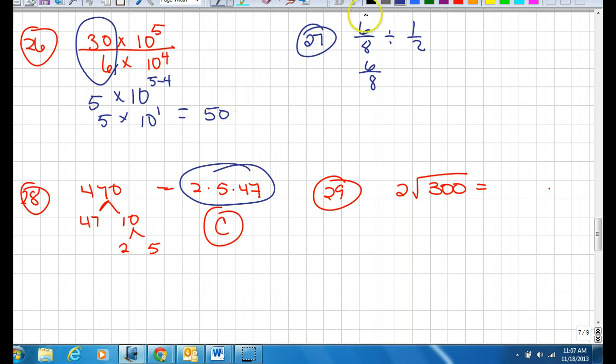On 27, we are doing a division problem with fractions, so we need to make sure we're multiplying by the reciprocal. If you notice, look at the diagonal here. I can either reduce it first and then multiply straight across, or I can multiply first. So I'm going to multiply straight across first. 12 over 8. What can I reduce top and bottom by? 4, right? 4 goes into 12 3 times, and 8 divided by 4 is 2. That should be your answer on that one.